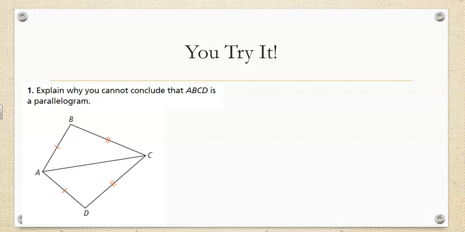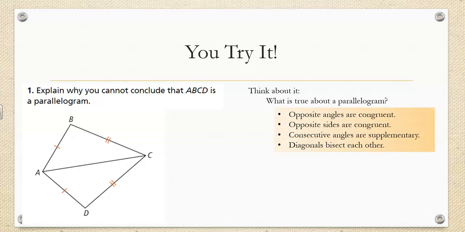Now I want you to try this. Look at this quadrilateral and explain why you cannot conclude that ABCD is a parallelogram. Try it and then we'll come back. When I think about all the things that I know that are true about a parallelogram from the previous day, I know that all these things are true. Opposite angles are congruent, opposite sides are congruent, consecutive angles are supplementary, and the diagonals bisect each other.